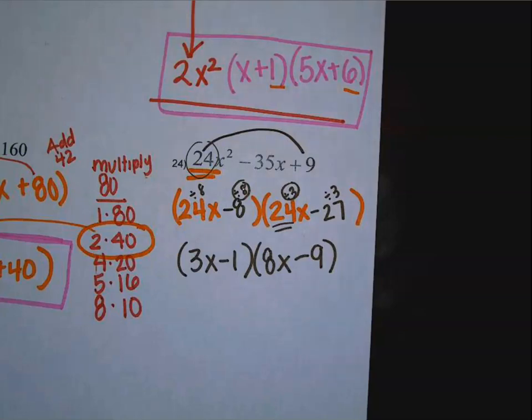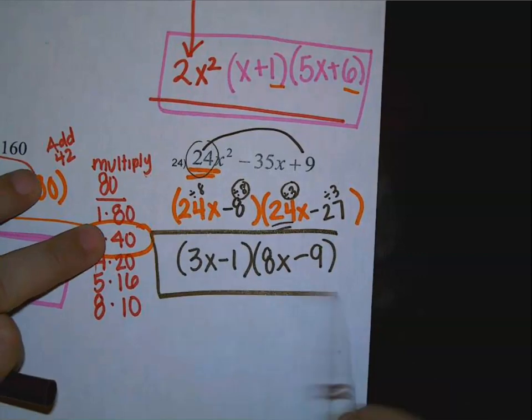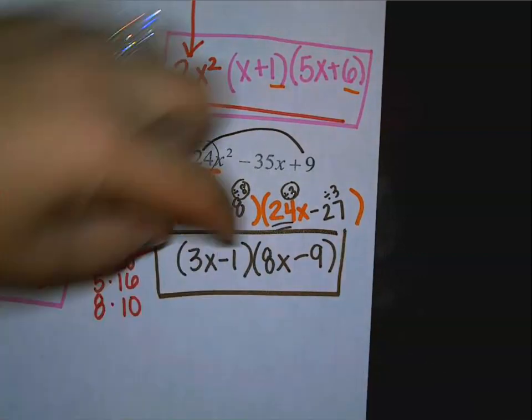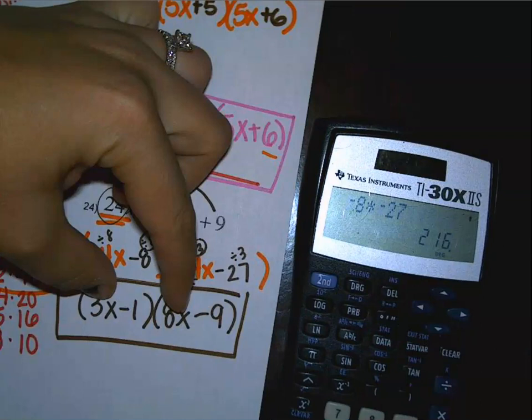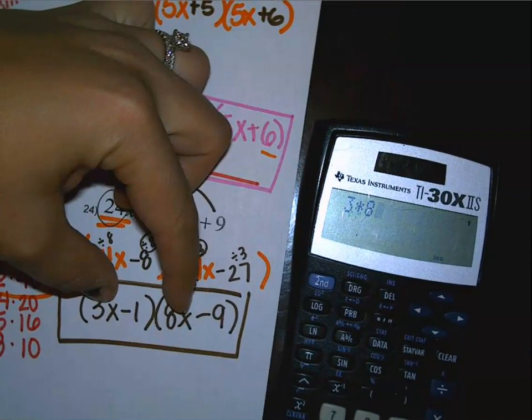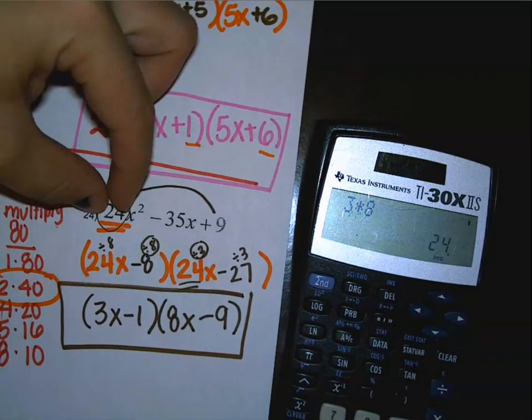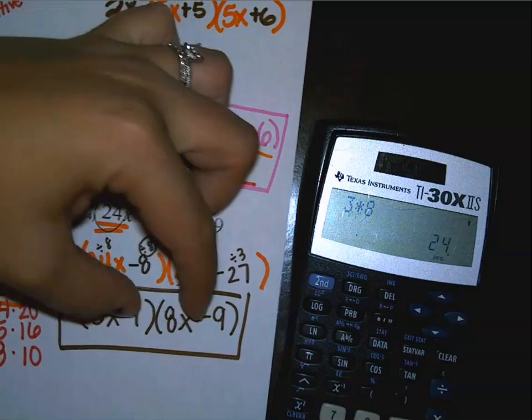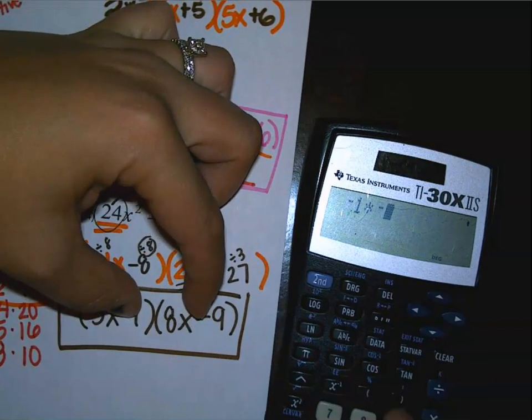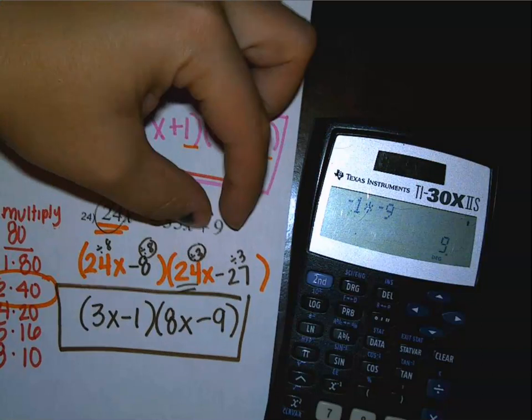Now, when I'm all done, when I box this and say I'm done, I want to just do a quick check. I take the first two numbers, so the 3 and the 8, make sure I get this number here, and then take the last two numbers, make sure we get that number.